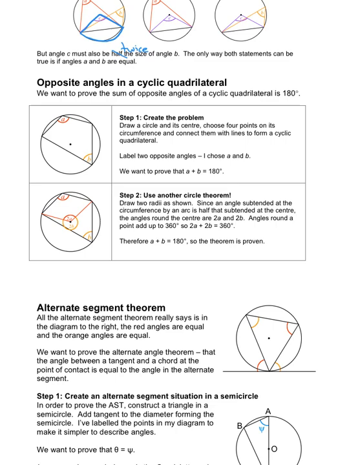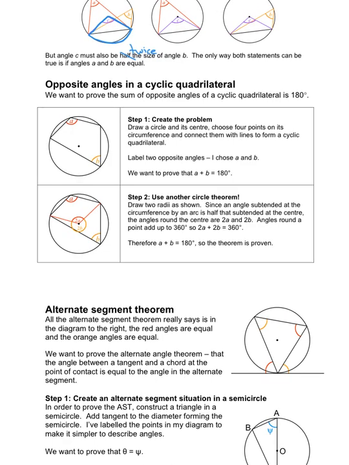So I'm going to draw a central angle for angle B. If I draw that, I know that this angle is 2B. So this should be 2B.